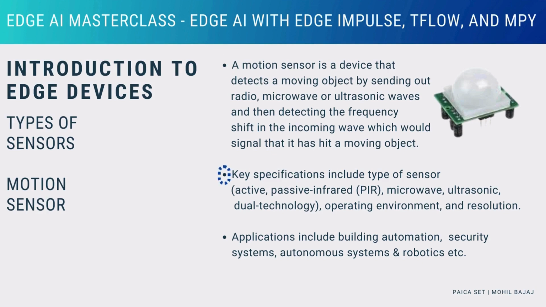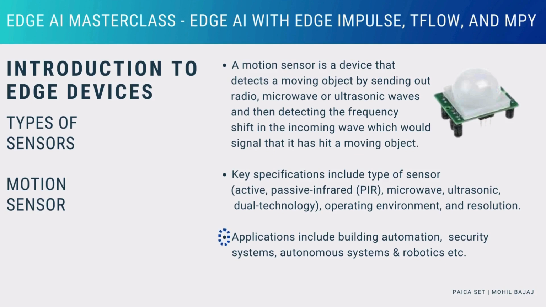Let's now explore the key specifications to check for when choosing a motion sensor. When selecting a sensor, consider its type, whether PIR or an ultrasonic, microwave, or radio sensor, its range, and the environment it will be used in. For instance, PIR sensors are great for low-energy applications like home automation. Let's now look at these and some other applications of motion sensors in a little more detail.